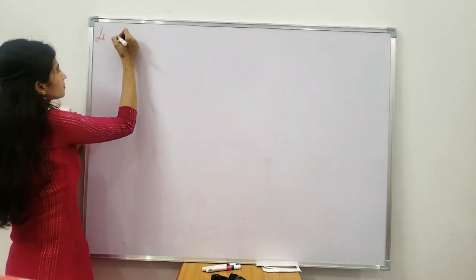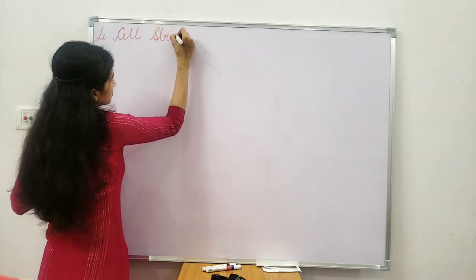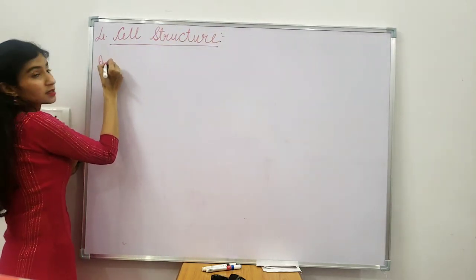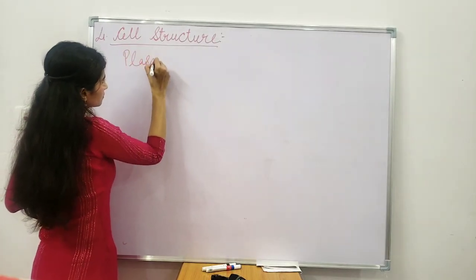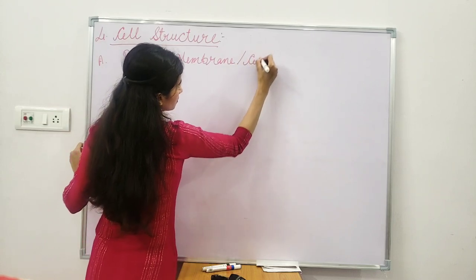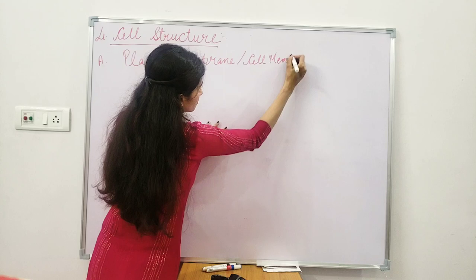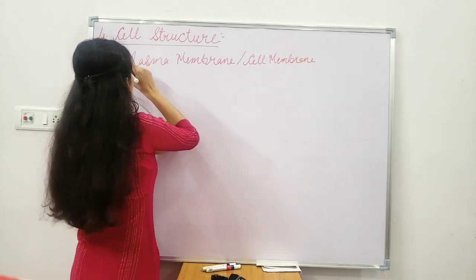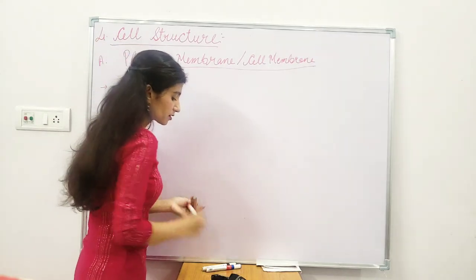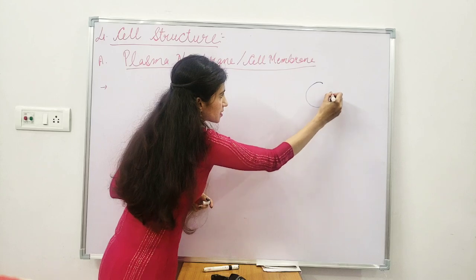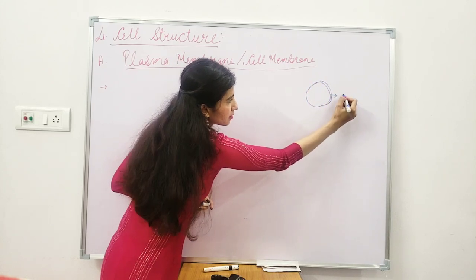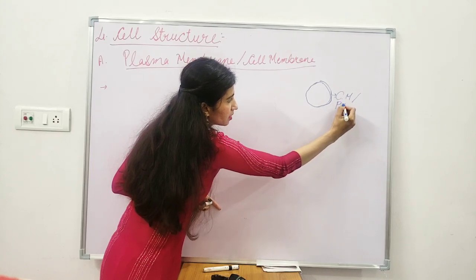So the fourth topic on the content is cell structure. The first thing we will discuss in this one is the plasma membrane or cell membrane. Now, the plasma membrane is the outermost covering of the cell. Suppose if I just draw it over here, suppose this is the cell, this outer layer of the cell is the cell membrane or plasma membrane.